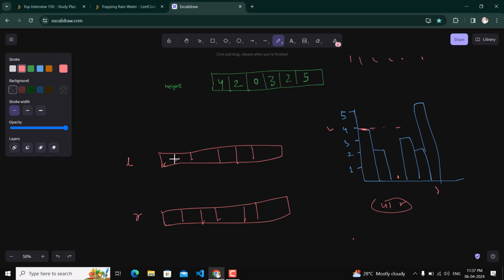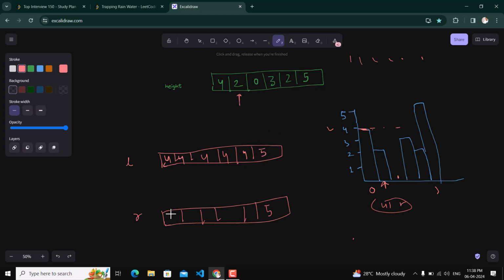So for the left maximum, we will start with the zeroth index, the first column, and for the right one we will start with the last column, that is 5. We will start our iteration from here and check what is the maximum: is the current bar the maximum, or is the previous value which we have in our left array the maximum? It is not there, so 4 is the maximum here. Again 4 is the maximum, again 4 is the maximum, and for indices 0 1 2 3 4 and 5, for 2 also 4 is the maximum, and for 5 it is 5.